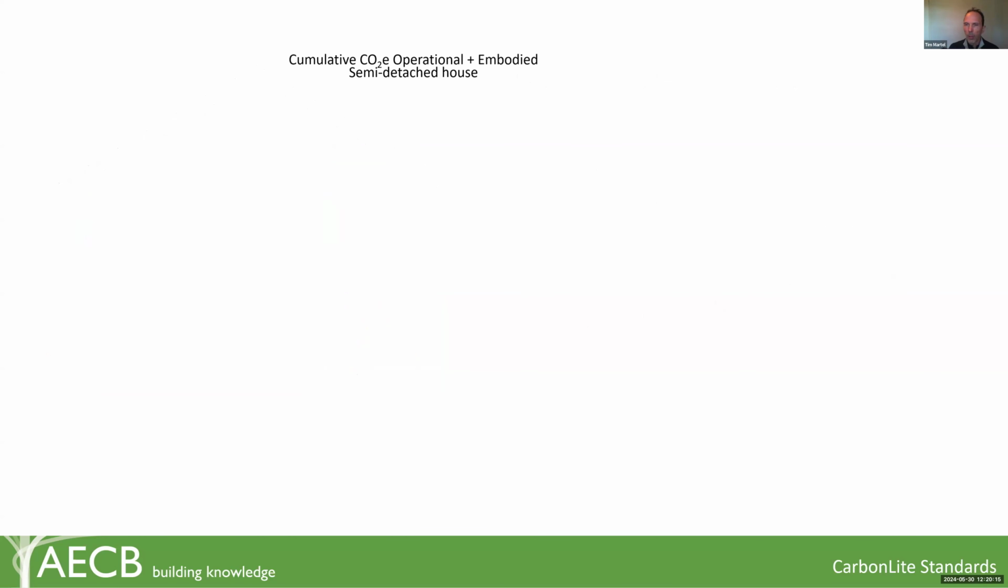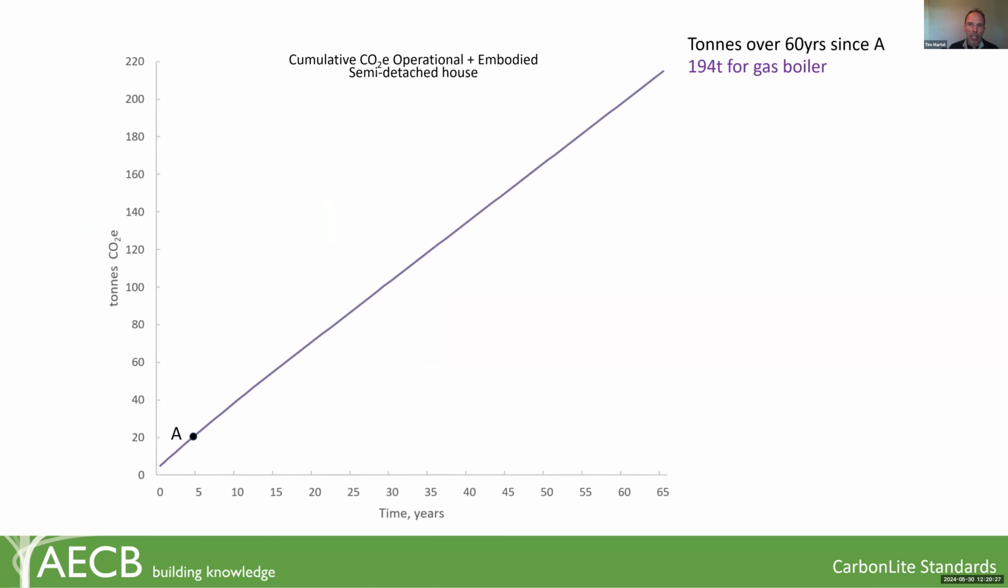And on that subject of being low carbon, well, let's just look at the possibilities there. If we took a semi-detached house, and considered how much carbon it creates from the gas boiler over 60 years, you'd have about 200 tons there over 60 years.